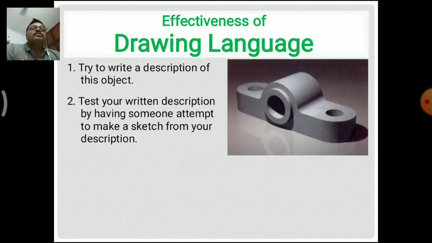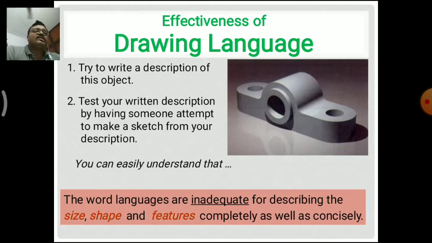There is a small test: you write a description and have someone attempt to make a sketch from your description. You give a description of the picture, and some people draw the picture as soon as you give it. We can easily understand that word languages are inadequate for describing size, shape and features completely and concisely, that is, precisely.